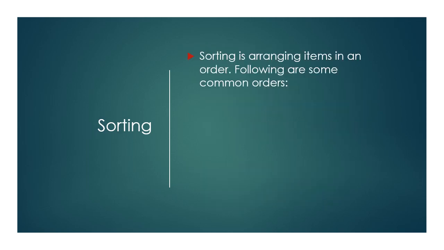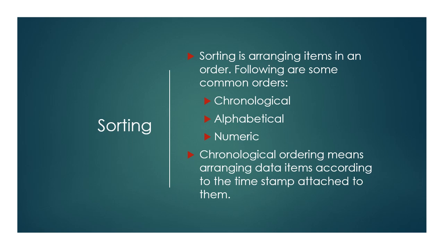Sorting. Sorting is arranging items in an order. Following are some common orders: chronological, alphabetical, numeric. Chronological ordering means arranging data items according to the time stamp attached to them.